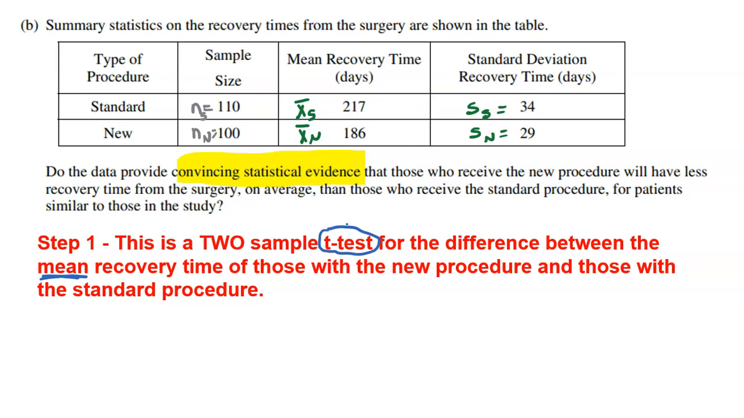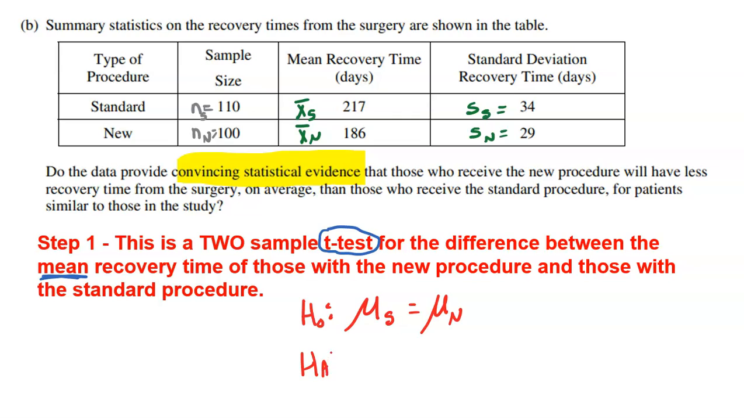Because I don't know the standard deviations of the population. I only know the standard deviations of my samples, which is why we have to use a t-test instead of a z-test. Now for my hypotheses. The null hypothesis would say no difference. The true mean for the standard procedure is equal to the true mean for the new procedure. There's no difference in the recovery time.